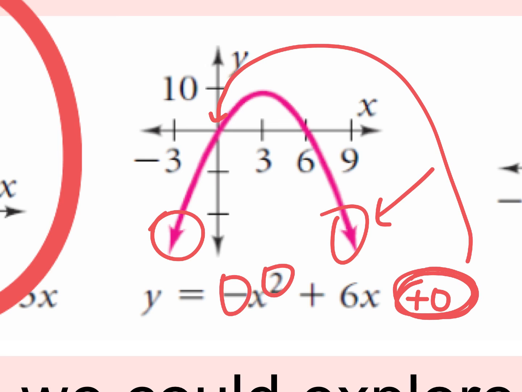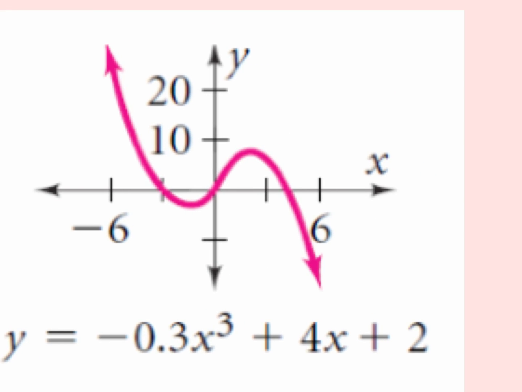Oh, and how many turns did it have? 1, which is 1 less than this, only 1 turn. That makes sense to you? Let's look at these. Let's look at a more complicated one. How many turns does this have?